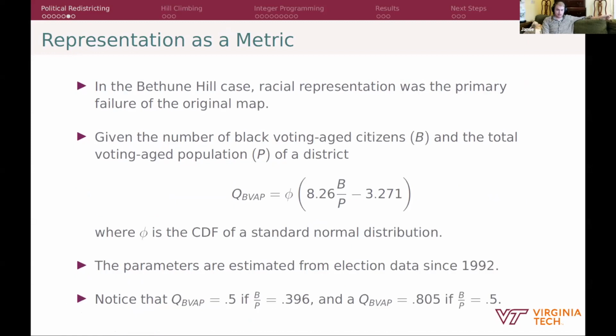In the Bethune-Hill case, racial representation was the primary failure of that map. So to get a metric for that, we take the total Black voting age citizen population and divide that by the total population of voters in that district and plug it into a normal CDF. These parameters were estimated from some election data from 1992 to now.